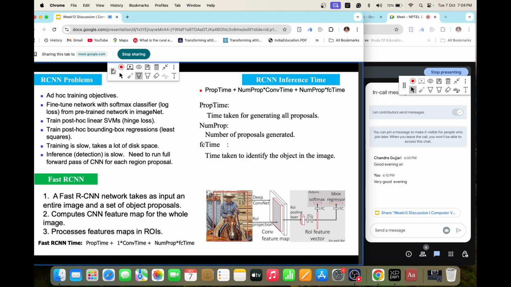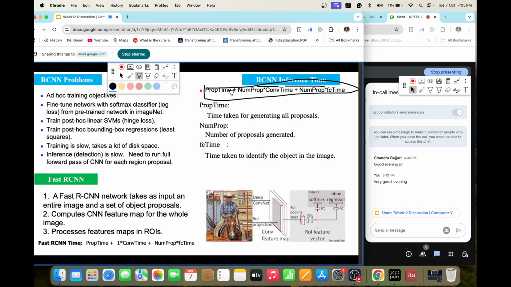From your question point of view, if a question comes from RCNN inference, then this is the total time required for inference. Inference means getting the result. For example, after you train your model, your actual task is giving unknown data to your model and getting the result. How much time is required for getting the result is known as the inference time.